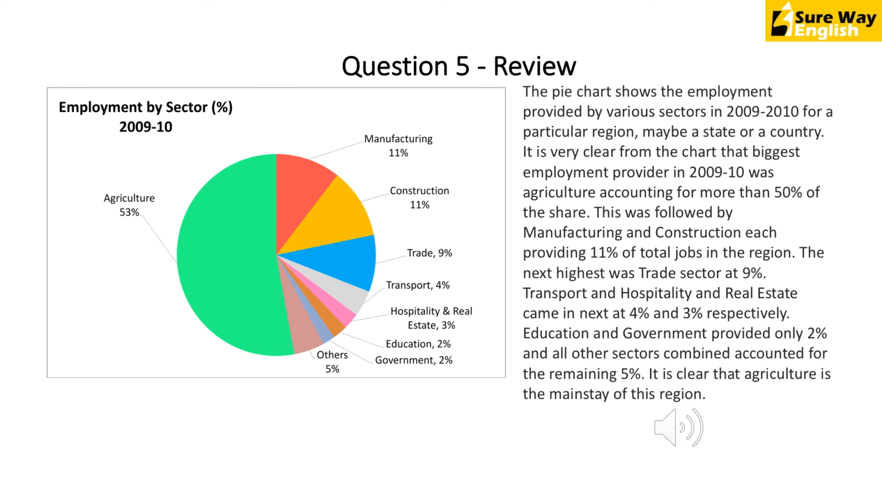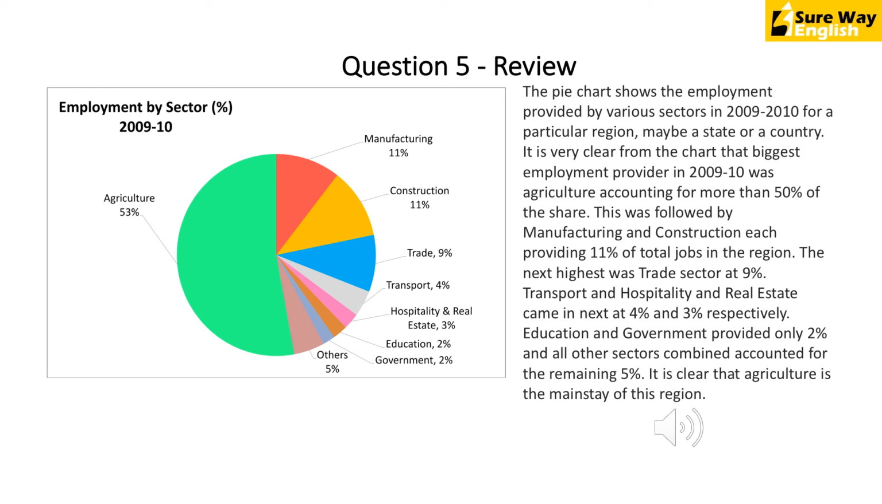The next highest was the trade sector at 9%. Transport and hospitality and real estate came in next, at 4% and 3% respectively. Education and government provided only 2%, and all other sectors combined accounted for the remaining 5%. It is clear that agriculture is the mainstay of this region.